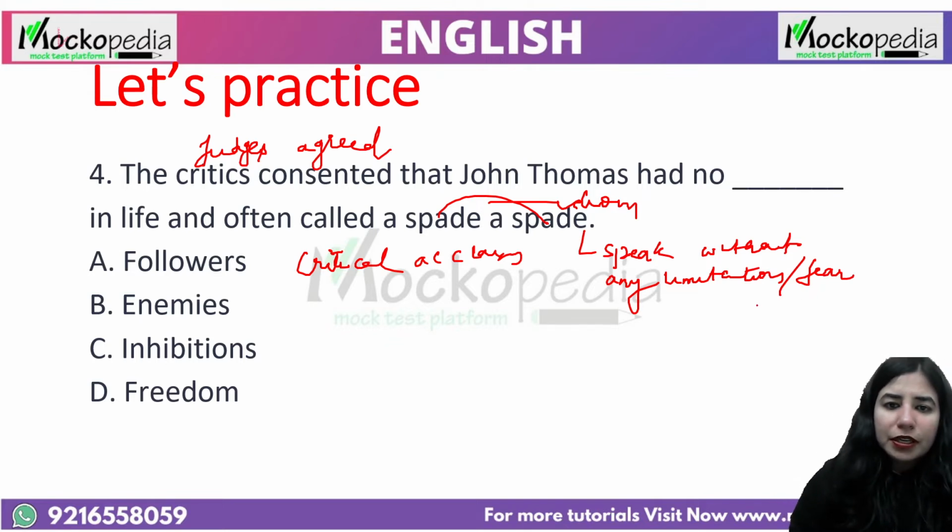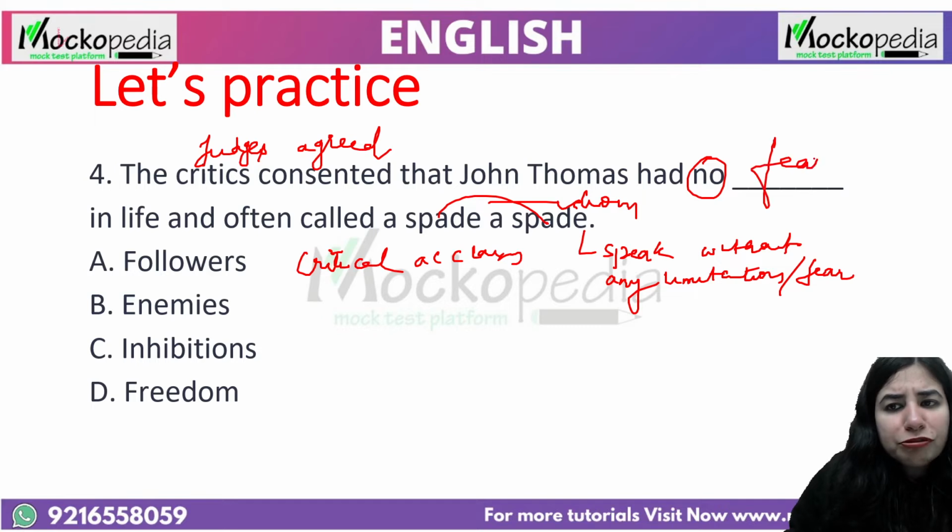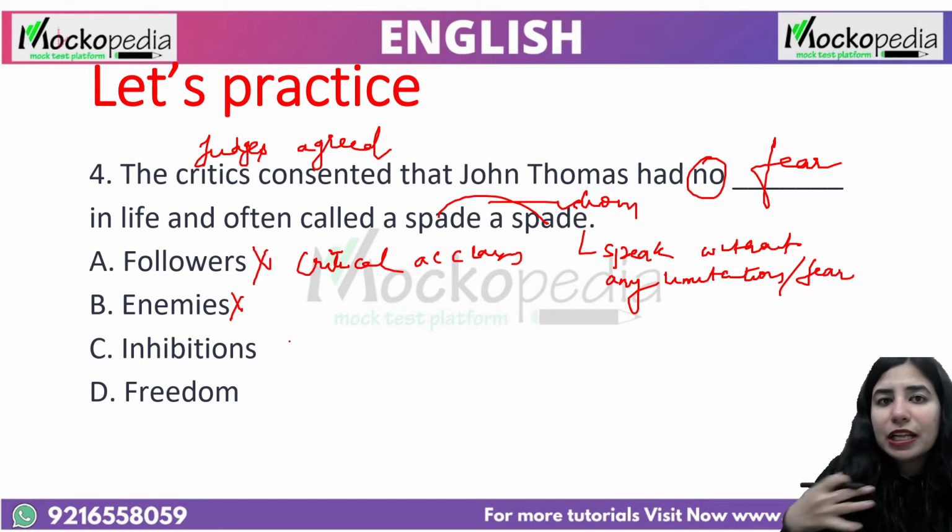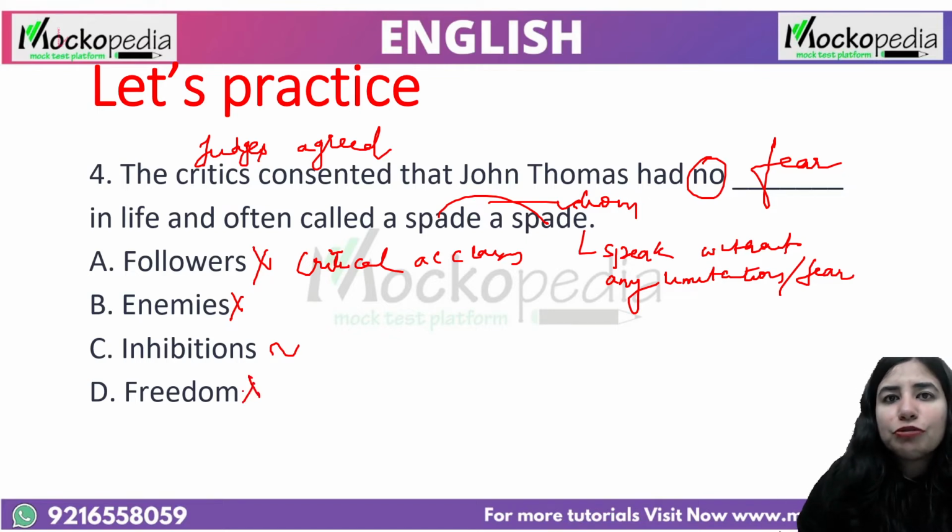Right, so if you see what are we talking about, that Thomas को क्या नहीं था life में? There is this no fear, वो जो बोलते थे जो जैसा होता था वैसे ही बोलते थे, मतलब उनको कोई डर नहीं था. Speaking without any limitation and fear, right? So no fear, that can be the protected word. So followers will not match with fear, so goes out. Enemies also will not match, right? Inhibitions can match. Inhibitions मतलब there is nothing that stopped, so we can keep this freedom. तो opposite हो जाएगा कि अगर freedom ही नहीं होगी तो फिर स्पेड को स्पेड कैसे बोलेंगे. So what would be the correct answer choice? C for this particular blank, right? So I hope you're sorted with this question everybody, so let's further move to the next one.